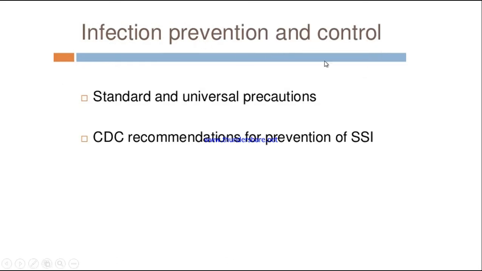Next is infection prevention and control. So you have to follow the standard and universal precautions. According to the Center for Disease Control, CDC, there are recommendations for prevention of SSI. SSI is surgical site infection. Wherever the surgery is being performed, where the incision or the cut has been made on the stomach, or on the legs, thighs or arms, that is the incision area. So we have to prevent surgical site infection, so that there should not be any infection in that area.